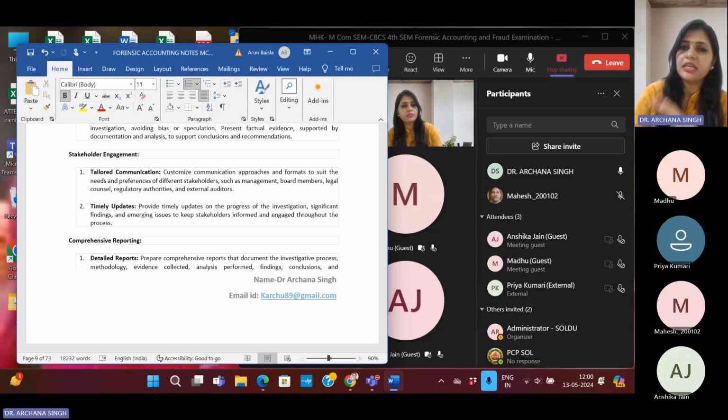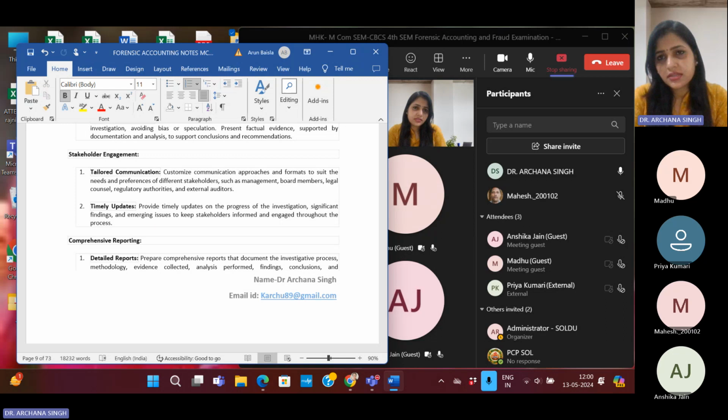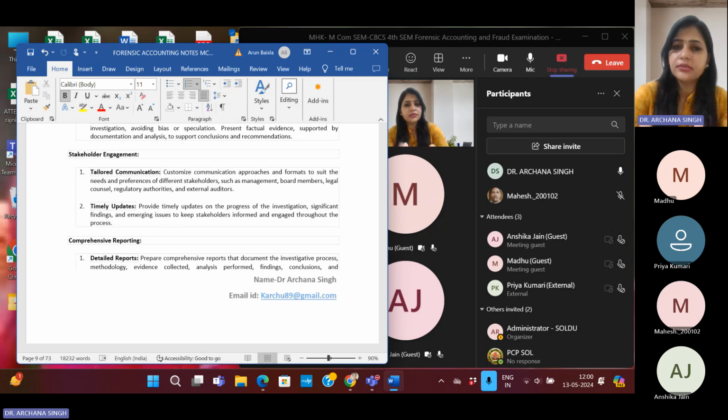They had to customize the communication process of the investigation, that is, the communication of the investigation result. They had to customize it according to the needs and preferences of the various stakeholders. Then timely update means they had to provide timely updates regarding the progress of the investigation, significant findings, and emerging issues to keep stakeholders informed and engaged throughout the process.